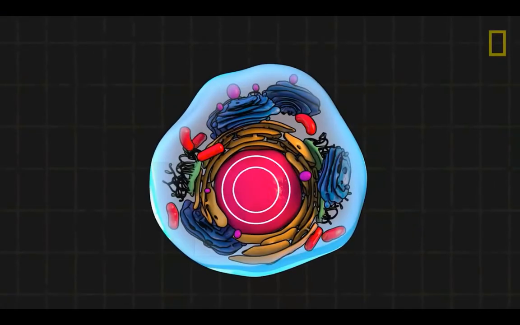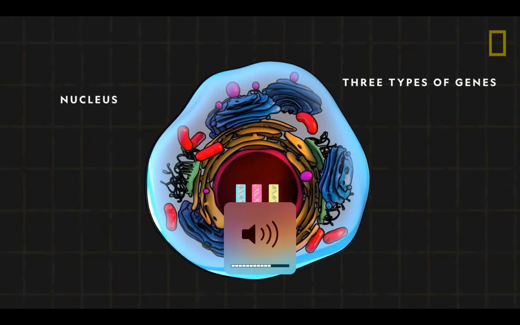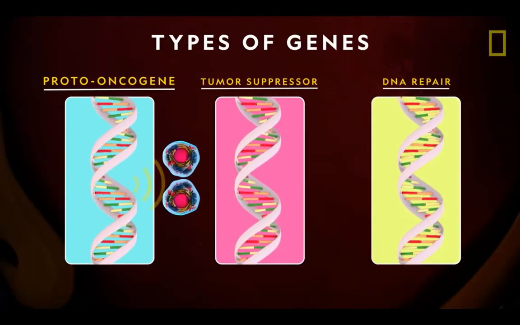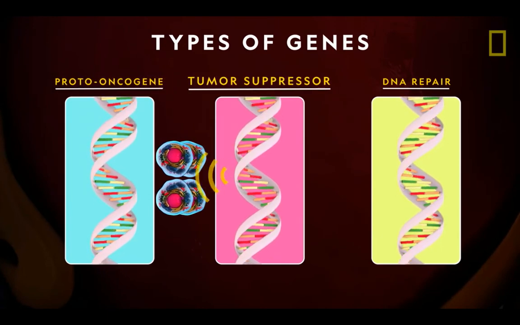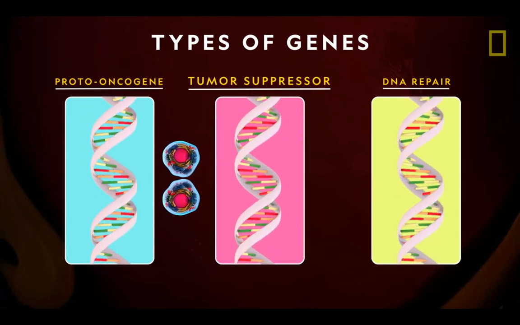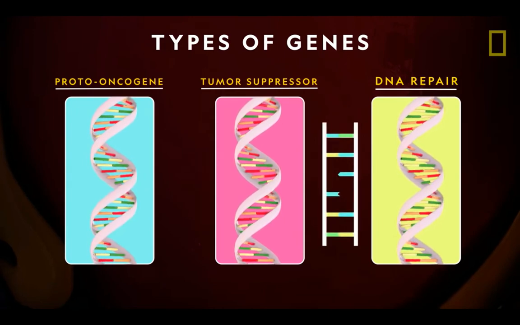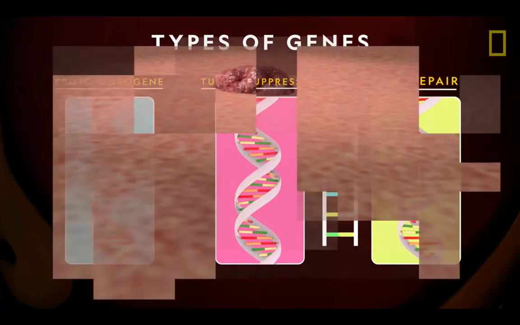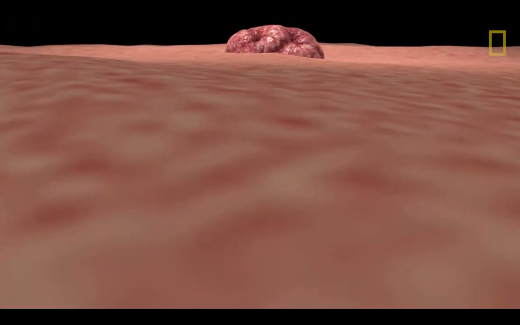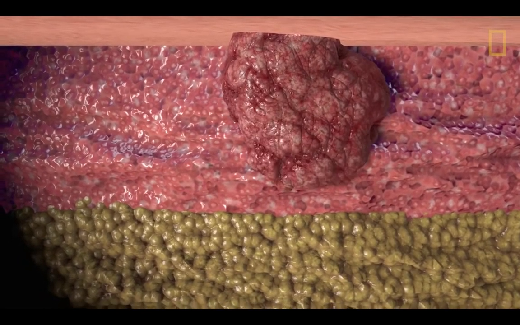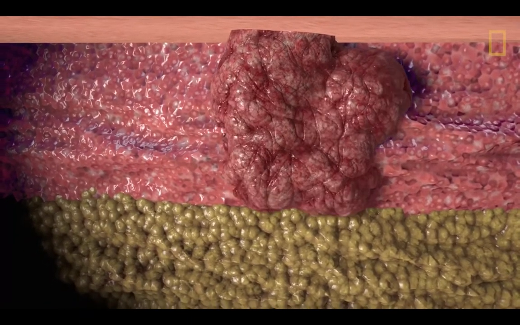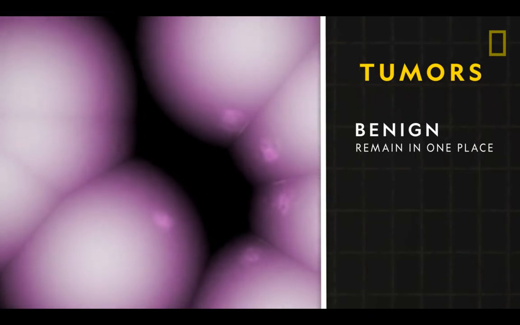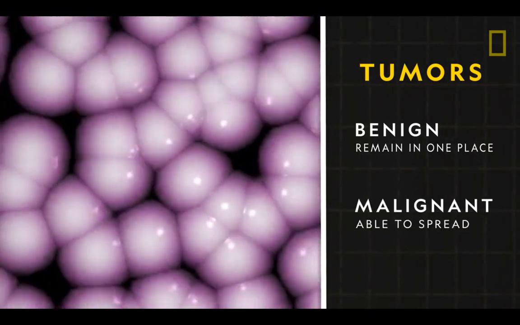The genetic changes that cause cancer usually happen in 3 types of genes: proto-oncogenes, which signal a cell to grow and divide; tumor suppressor genes, which signal a cell to stop dividing; and DNA repair genes, which preserve and maintain genetic codes. Changes in these genes lead to abnormal cell growth, resulting in masses of tissues called tumors. Tumors may be benign, meaning that they remain in one area, or malignant, which means that they are capable of spreading.